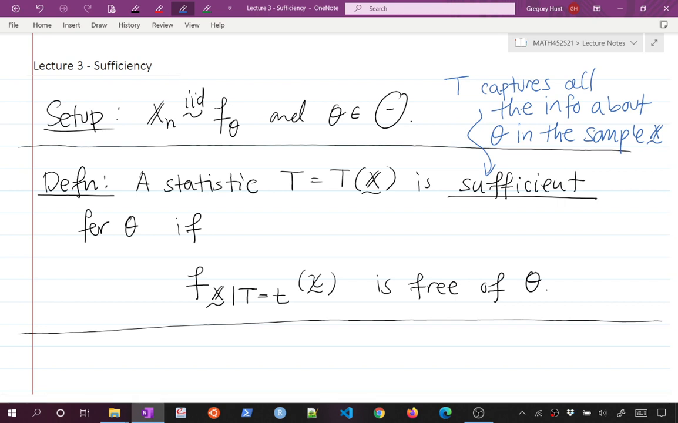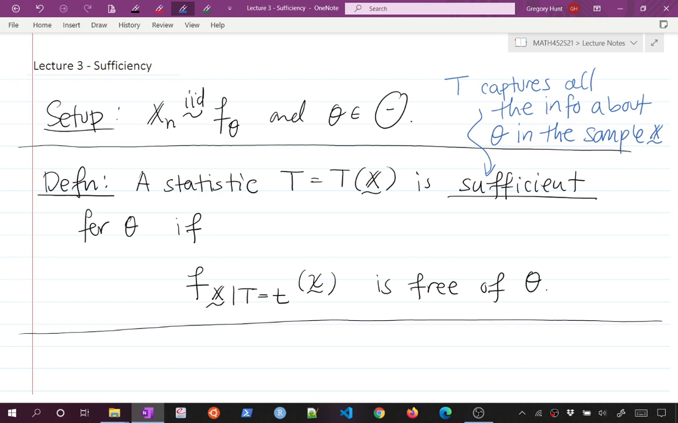Some statistics might be better at capturing this information than others. We're going to talk about exactly what that means, and practically what that means. But sufficiency is the adjective we give to a statistic if we take a sample. The sample tells us something about the unknown parameter. If the statistic captures all the possible information about that unknown parameter that can be squeezed out of the sample, we're going to call that statistic sufficient for theta. It sufficiently captures all of the information about theta.